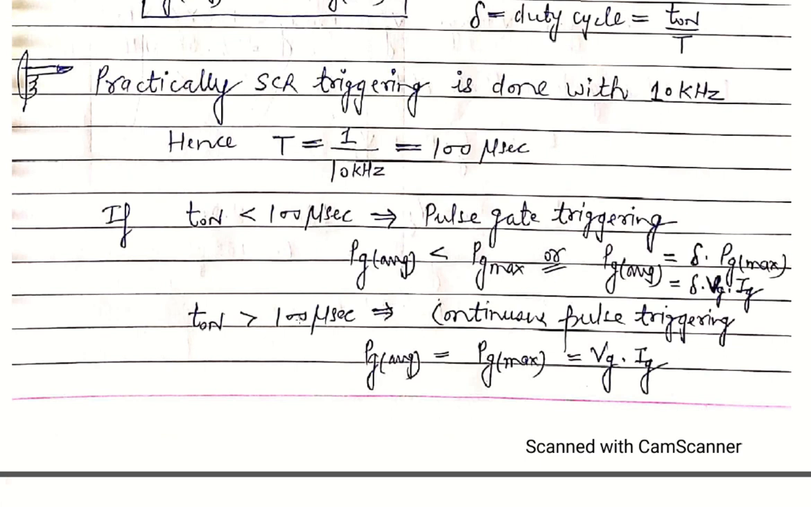And the second one is where T on is greater than 100 microseconds, so it is a continuous gate pulse triggering method. If our total turn on time is always greater than the whole duration T, 100 microseconds, then it is a continuous pulse triggering method, in which PG average can be calculated by VG into IG.